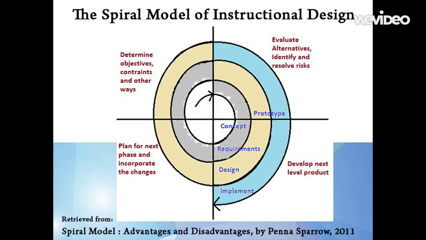Overall, the spiral method is considered one of the most flexible systems of instructional design. It is often mentioned as a preferred method for large projects because the cost and level of expertise needed for reviews throughout the span of the project can be high. Even with this consideration, the spiral method is still considered an influential instructional design model.